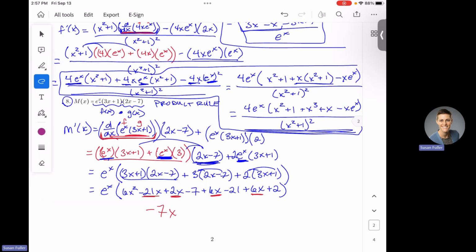And do I have any other like terms? I've got constants. So I've got a negative 7, a negative 21, and a 2. Negative 7 minus 21 is negative 28. Plus 2 is negative 26. And I still have the 6x squared here. I think that's everything, right? Yep, everything is combined, and I still have my e to the x out here. That is my derivative.